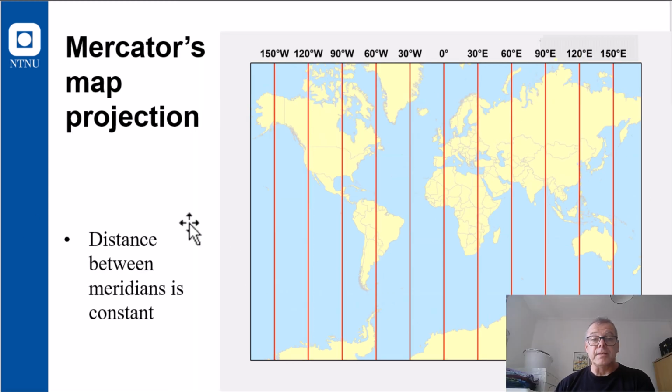Another issue is that on Mercator map projections, the distance between the meridians is constant. So this is also not true. At the equator, they have the longest distance between the meridians, but as you go towards the north or the south, they are meeting each other. So at the North Pole, for instance, all the meridians meet in a point, but not in the Mercator map projection. Up here in the north, the distance between them is constant.